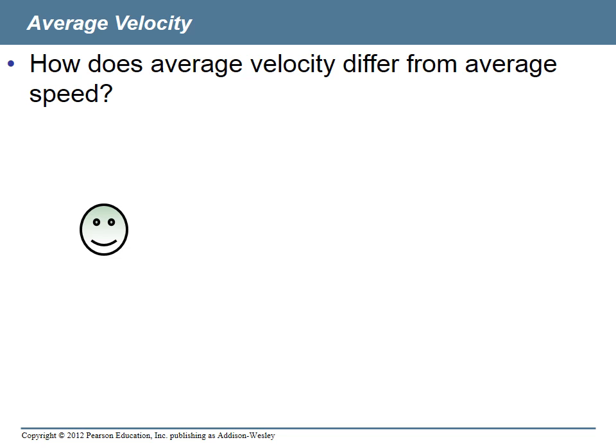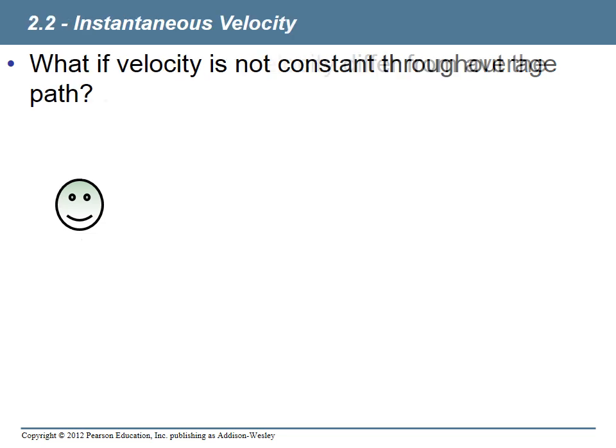Average speed, however, does not have a direction. That's simply how far it moved. Not where it moved to, but how far it moved divided by the time. And so average speed is going to be a positive value because it moved some distance all along here. It's this entire path divided by the time it took to get there.